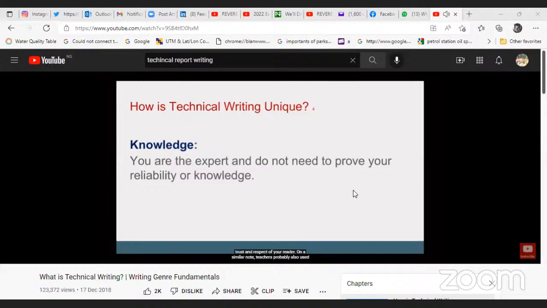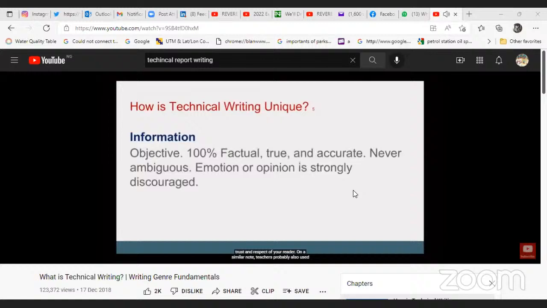On a similar note, teachers probably also used to tell you that you had to make the information interesting when you write. Perhaps for some writing assignments, you were asked to show emotion or give an opinion. For creative writing, you were probably even asked at times to be a bit ambiguous so that you could create suspense in your story.